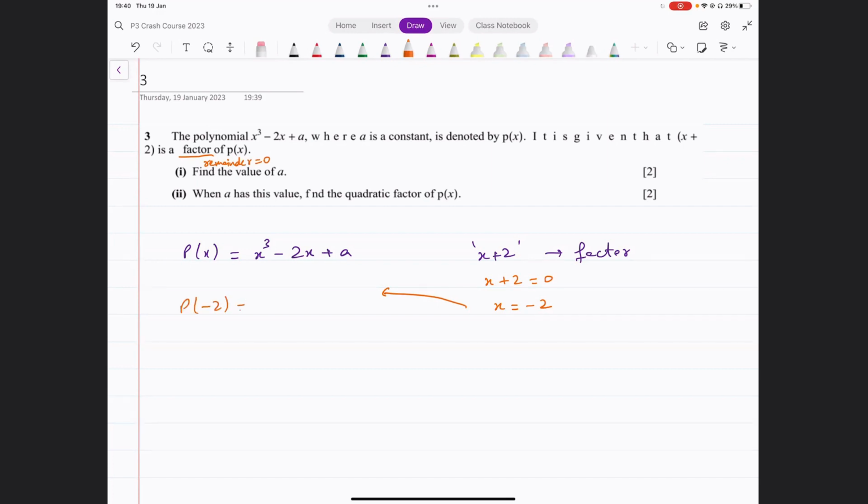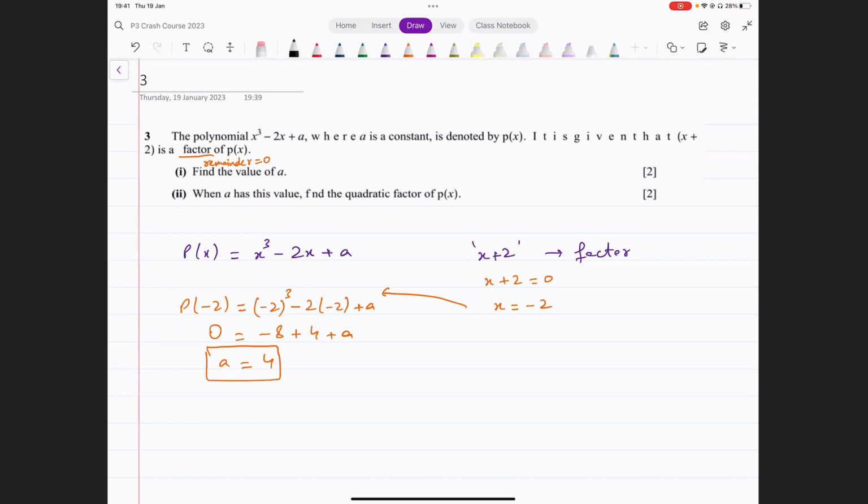P of minus 2 equals minus 2 whole cube minus 2 into minus 2 plus a. Now, since the remainder should be 0, we put this equal to 0. That gives us minus 8 plus 4 plus a, and a turns out to be equal to 4. Okay, that was pretty straightforward. A equals 4, the first part.